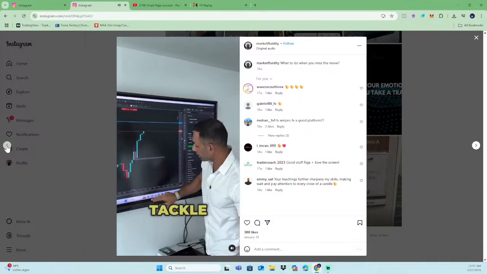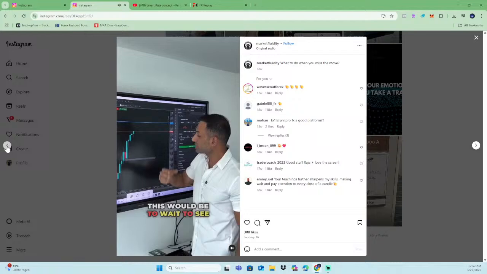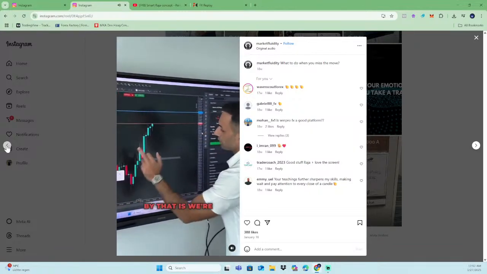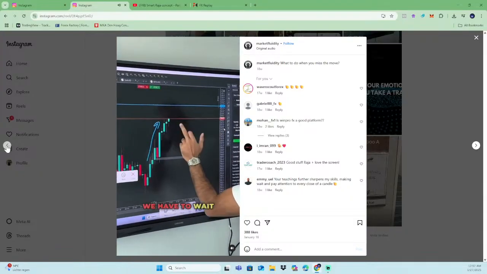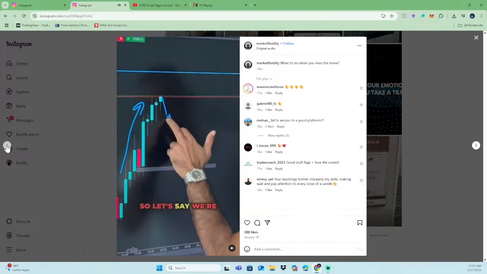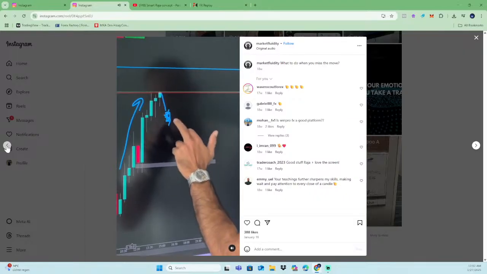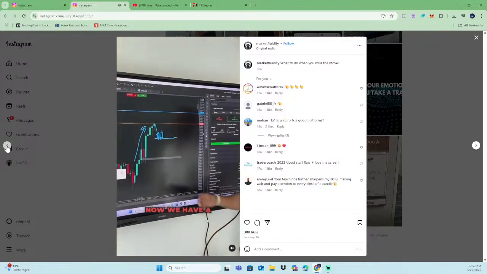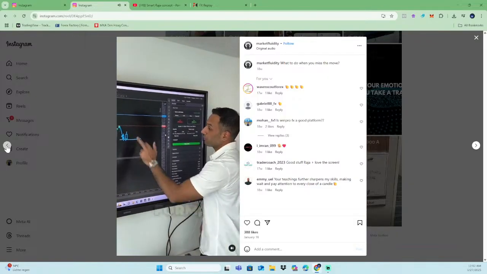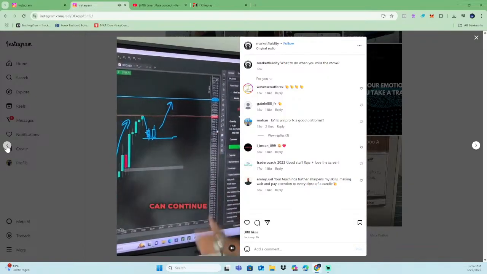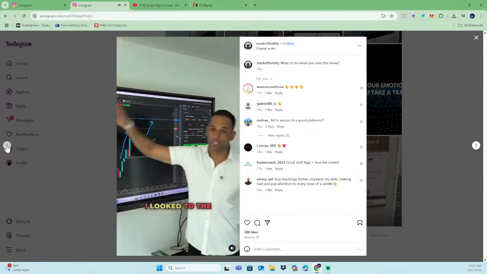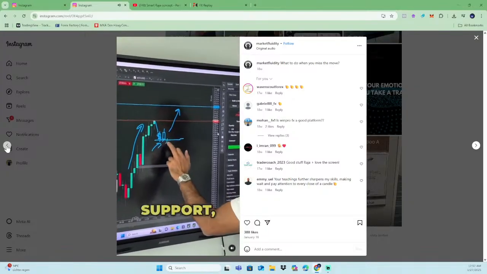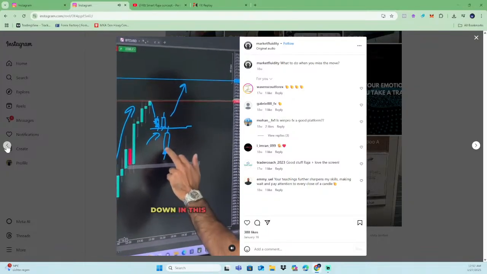My favorite way to tackle this would be to wait to see if we can create some sort of market structure. What I mean by that is we're moving bullish at this point. We have to wait to see if we can come down. So let's say we have a bearish candle, and after the bearish candle, let's say we create a bullish candle. Now we have a support formed. If you've got a support formed, now you know price can continue to push up. Don't ask me how I got that level. I looked to the left. If you look to the left, you're going to get the same level. Or if we break this support, then we can continue to push down in this range.